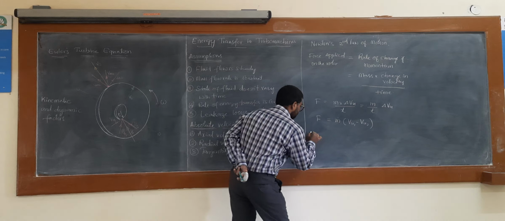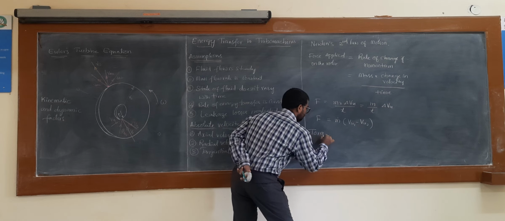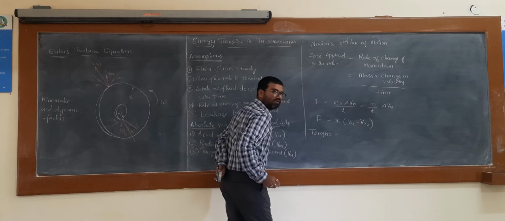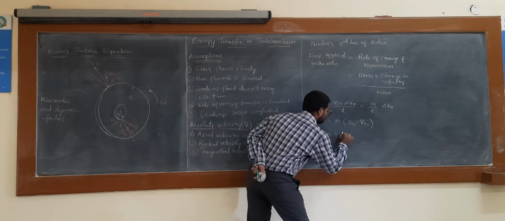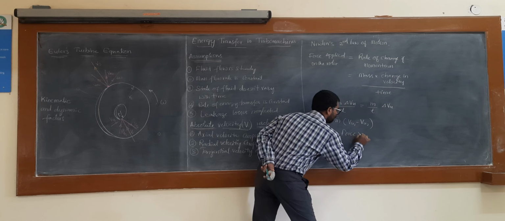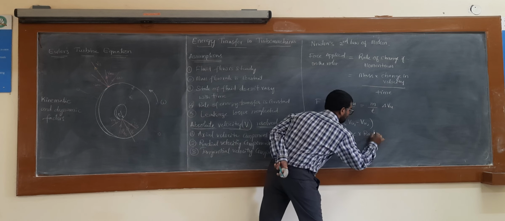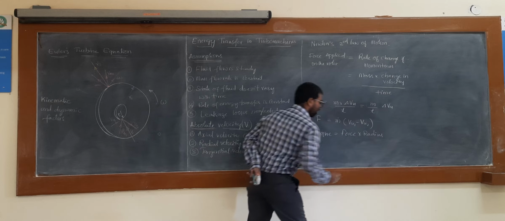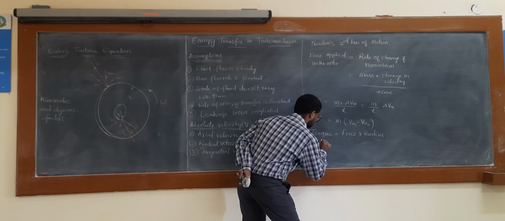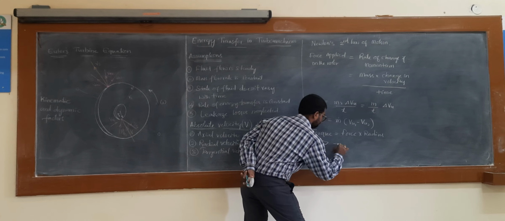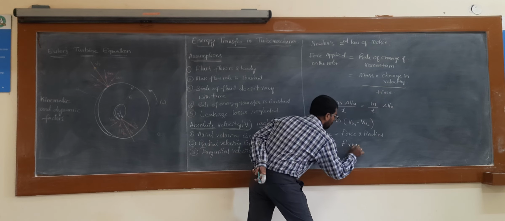Or the torque applied on the rotor can be defined as force into radius. Force applied on the rotor into radius of the rotor. That is torque, F into R.